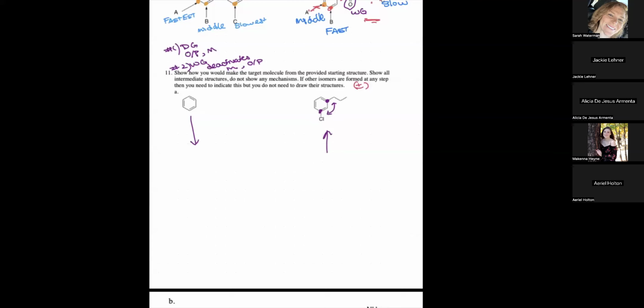Ortho and meta? They're both meta from each other. So from the chlorine, this propyl is meta, and from the propyl, this chlorine is meta. Do you see that? Yeah, so they'll be the same position from each other either way. So how do we add something in the meta position?